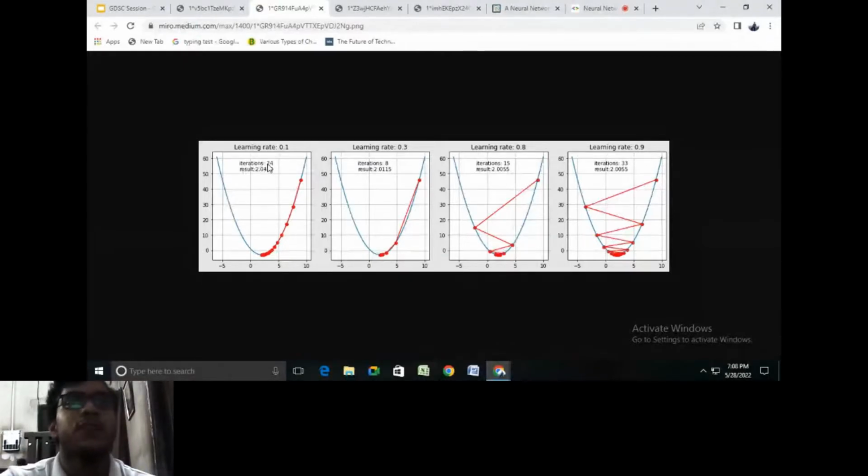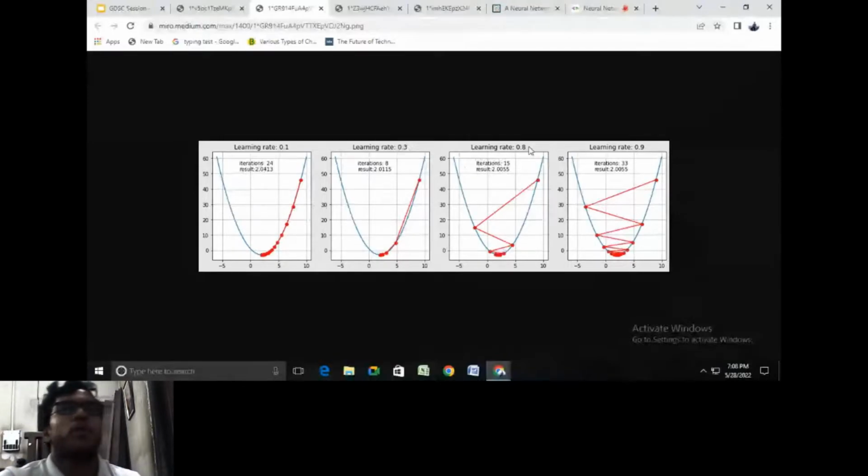But when we are making a transition from a learning rate of 0.3 to 0.8, the number of iterations is increasing. And when we are transitioning from 0.8 to 0.9, the number of iterations has more than doubled. Here also, in the second transition, the learning rate has been more than twice. It has gone from 0.3 to 0.8.